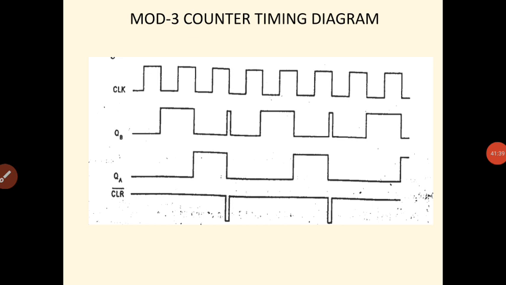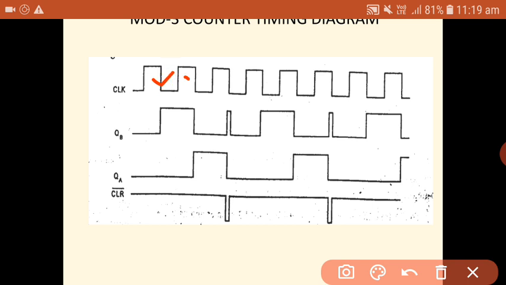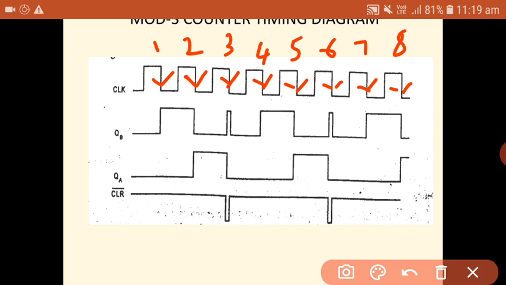So this is the timing diagram for the mod 3 counter. If you observe, let us say I am applying negative triggering clock pulses like this. This is the first, second, third, fourth, fifth, sixth, seventh, eighth clock pulse. Initially let us assume 0 0. Before applying the first clock pulse, the outputs are 0 0. Whenever the first clock pulse is applied, the output becomes 0 1, and when the second clock pulse is applied, the output becomes 1 0.